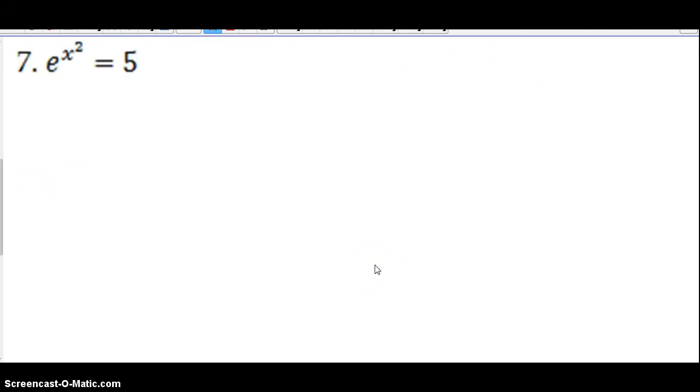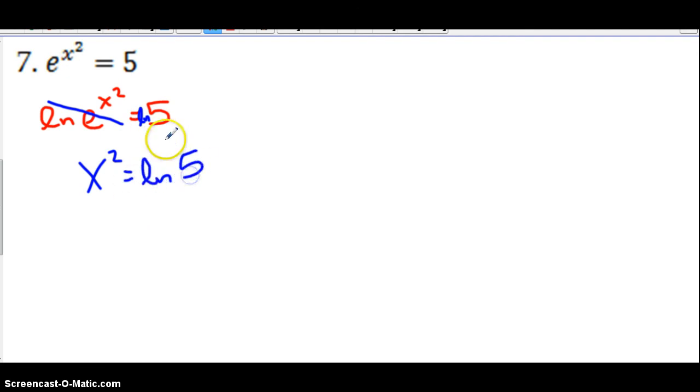Now if we keep going, let's try this one, these e's. How do we deal with these e's? Well, to get the e to go away, we just take the ln of both sides. So the ln of e to the x squared is equal to 5. Now the ln and e are inverses of each other, so they cancel each other out, and it just becomes x squared. Oh, sorry. I forgot to take the ln of both sides. Equals ln 5. Got to take the ln of both sides, okay?